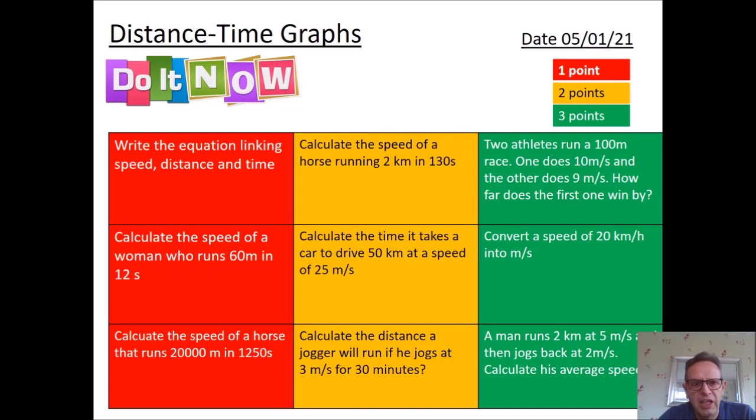Hopefully you're going to keep up with this work that we're setting while you're not here for at least the next 2 weeks. This lesson today is on distance time graphs.